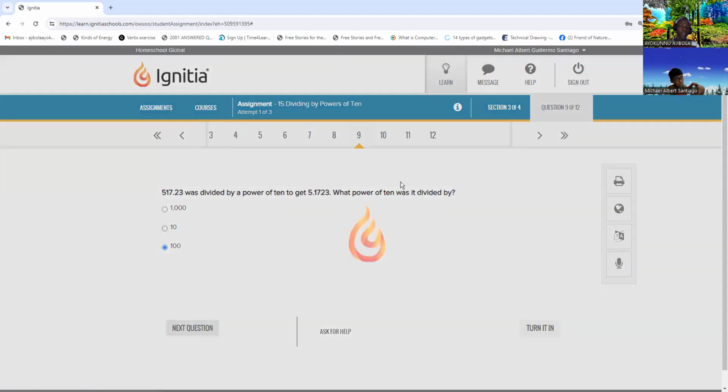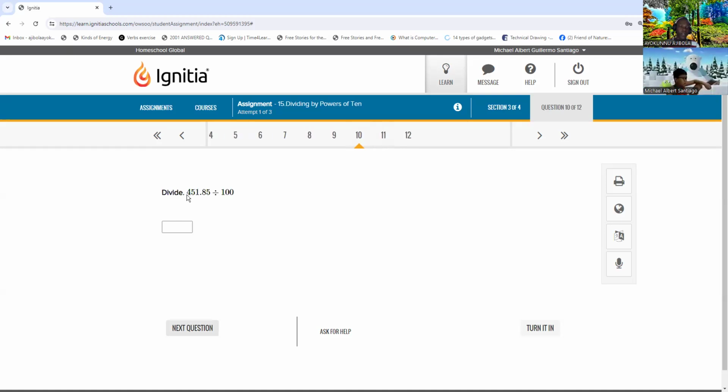Good. So let us divide this. Okay, can you try this? Miggy, what's the answer? You know, you are just to move your decimal to the left 2 times. So what should be the answer? 4.5185. Very good. 4.5185. Okay?